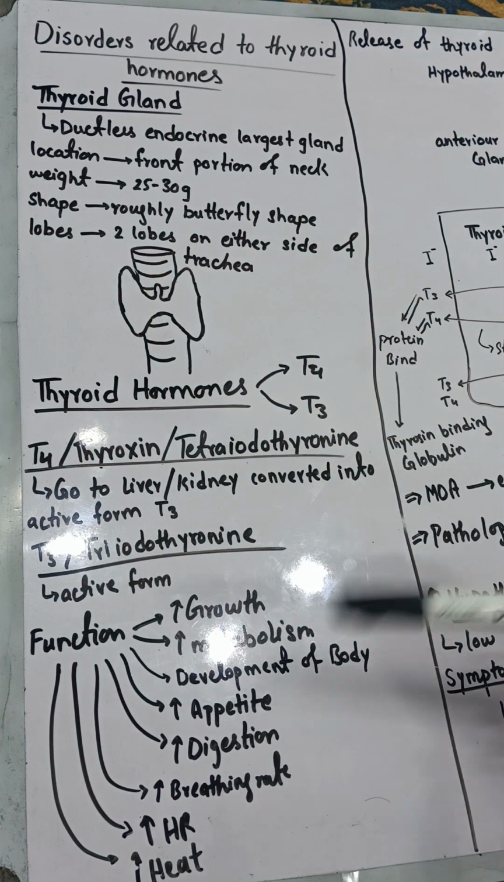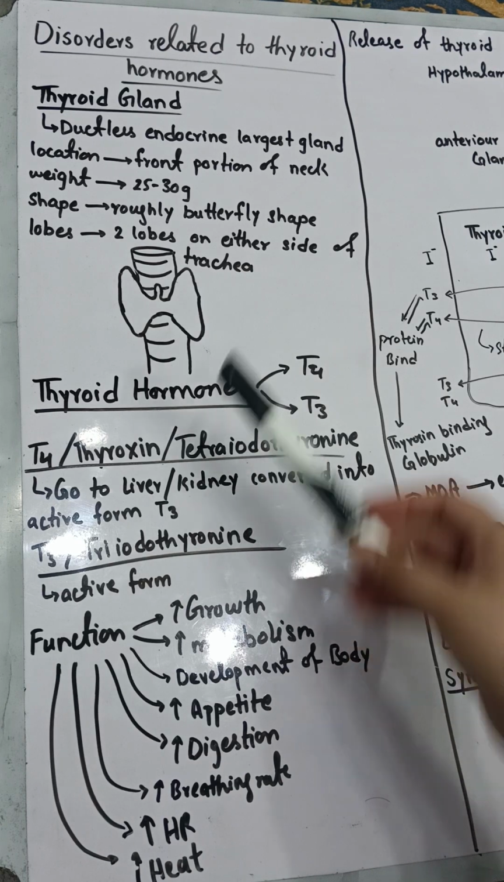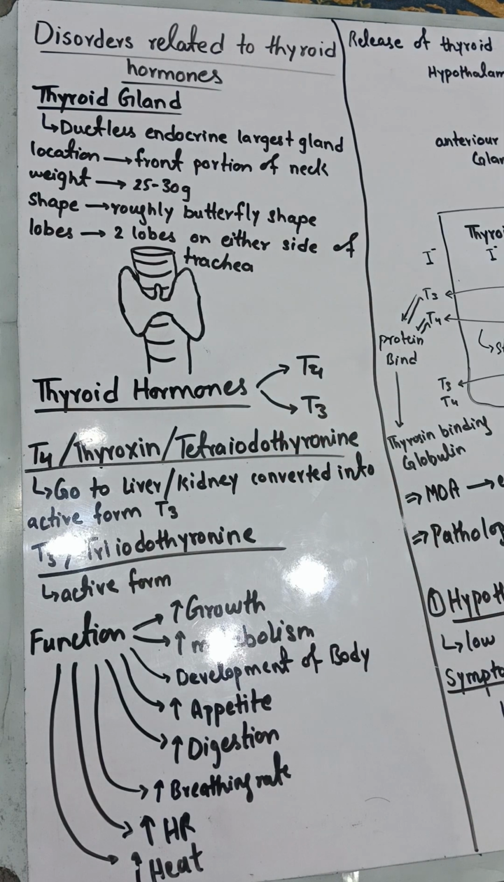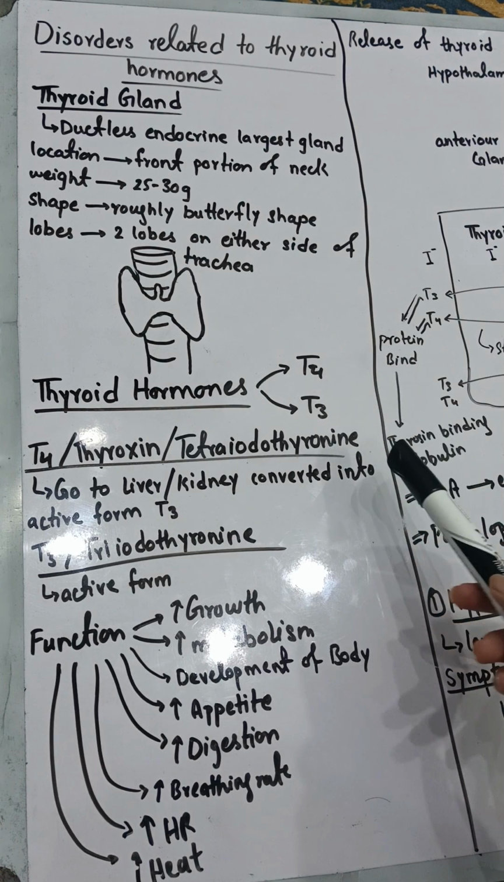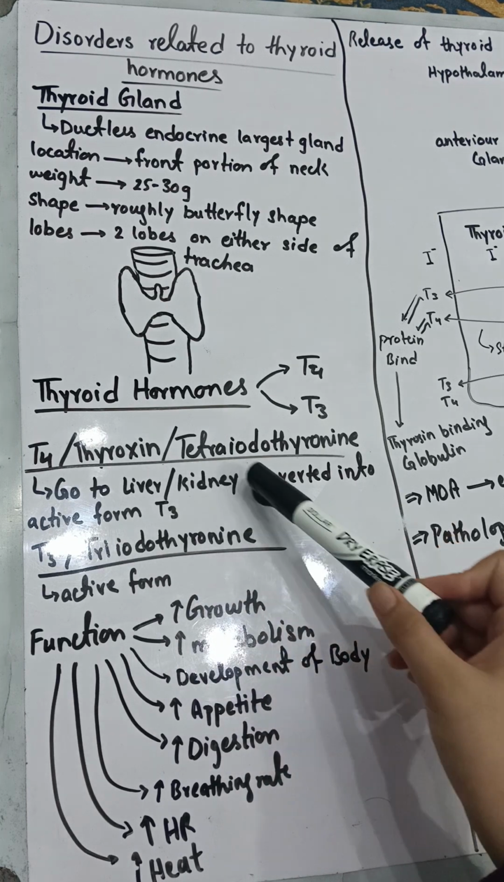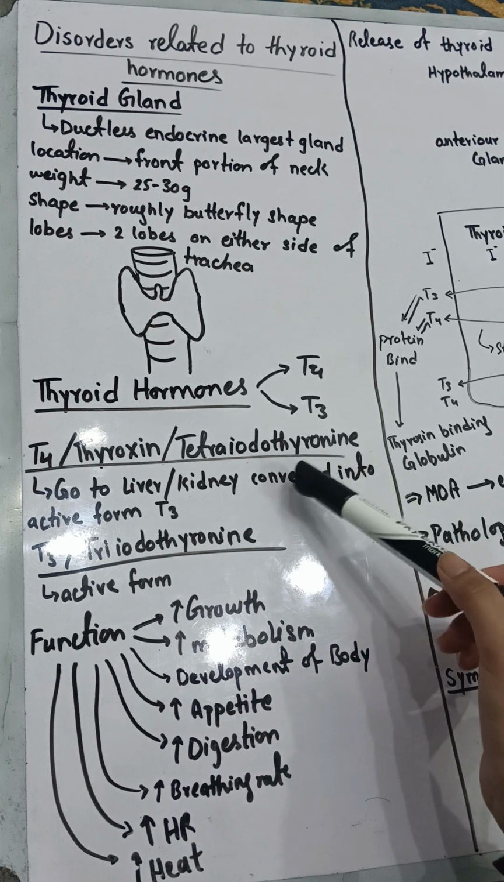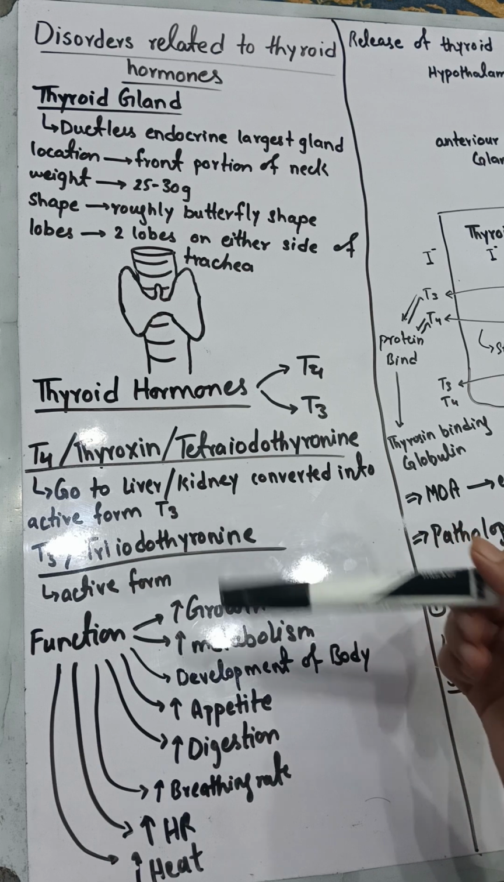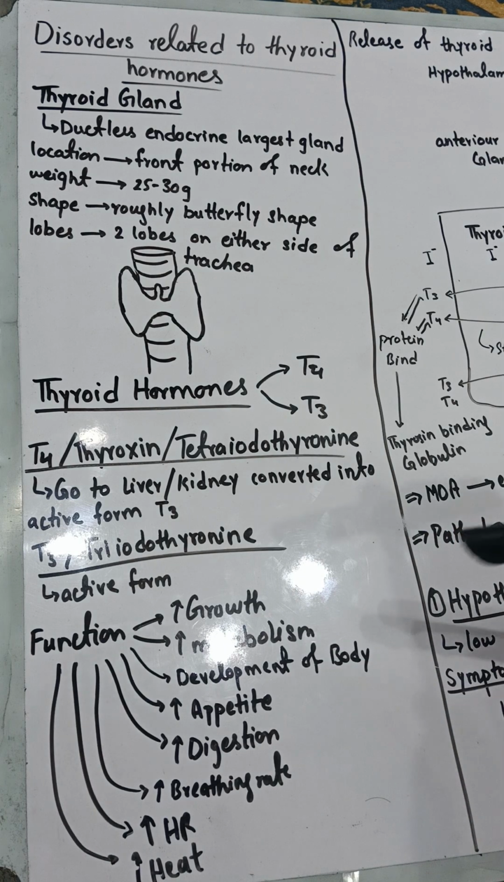Now let's discuss what the thyroid hormones are. This thyroid gland is responsible for releasing two types of hormones, which are T4 and T3. T4 is also called thyroxine and tetraiodothyronine. So these are the three names they can call it. They can ask you what tetraiodothyronine is in the viva, so you should know about it.